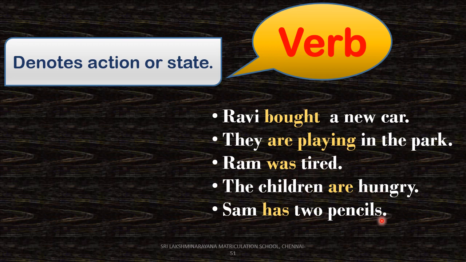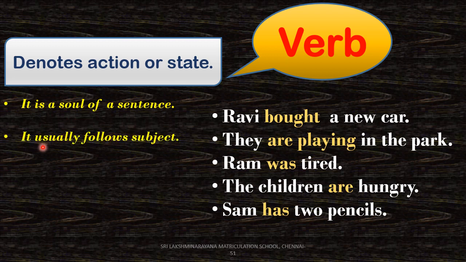Sam has 2 pencils. In the first 2 sentences, the action words, that is, the physical activities like bought and playing, are done. Whereas in the other 3 sentences, you do not find any action words. You have only the auxiliary verbs was, are, and has that express the state or the situation. So verbs play a major role in a sentence. It is the soul of a sentence.